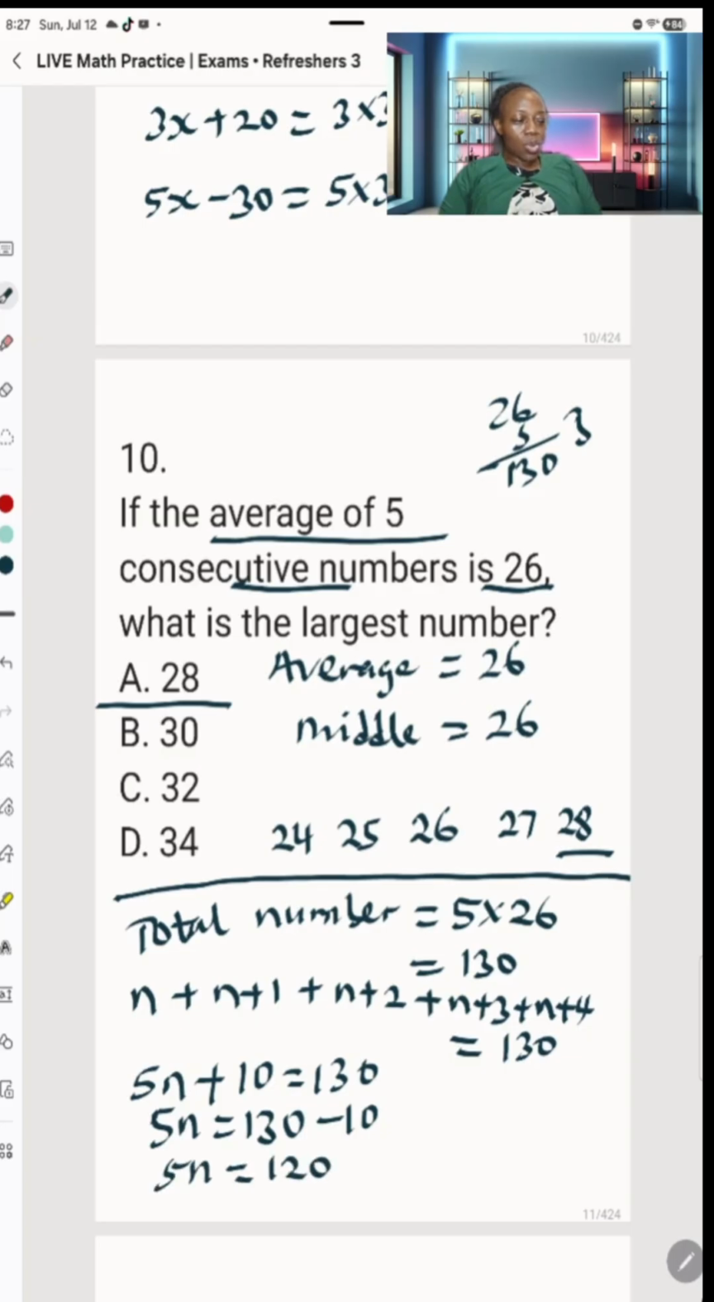Find n. n is going to be 120 divided by 5. That will be 24, and that is the first number there. So the largest number is going to be n plus 4. That will be 24 plus 4, and that is 28, the same thing that we got.